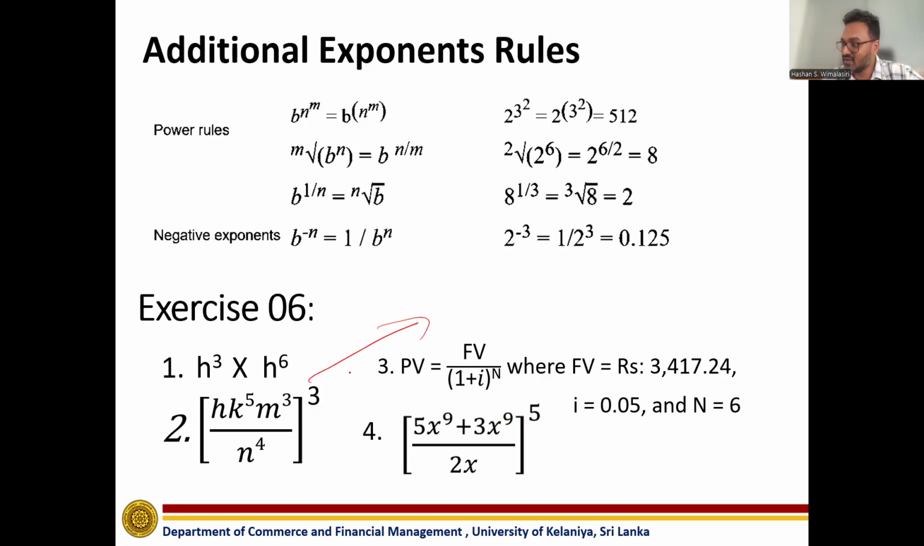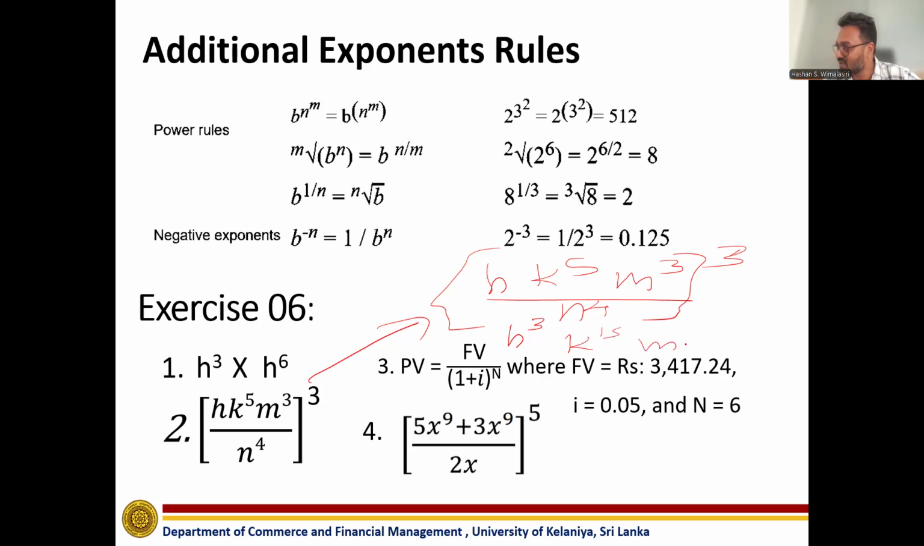So what we can do is, in here h k5 m power 3 divided by n power 4. So within brackets there is no any solvency happening. So you need to multiply all the powers by these three. So it converts to h power 3, k power 15, m power 9, n power 12. So that's the way you are getting the answer. So try this one also.